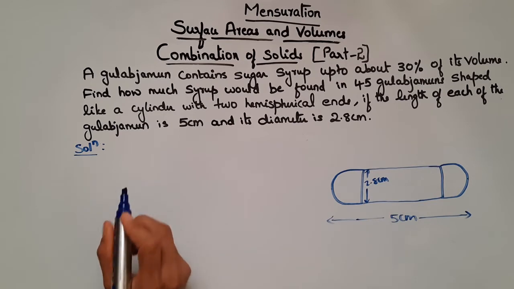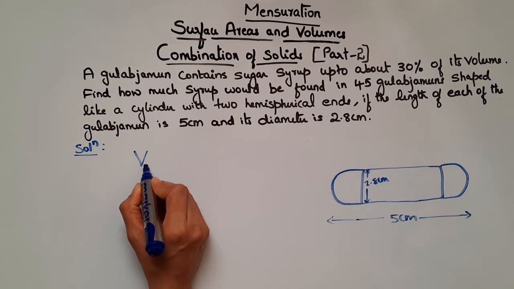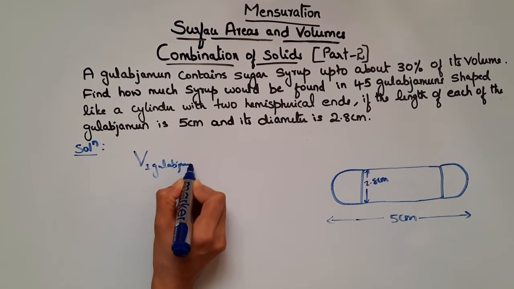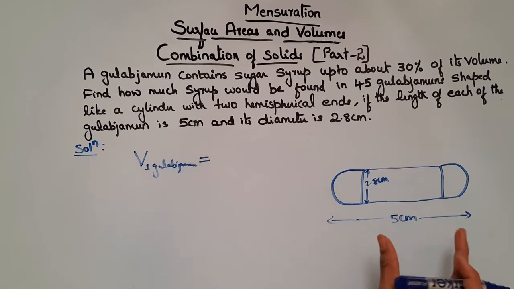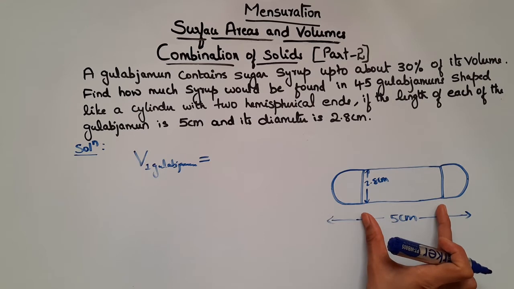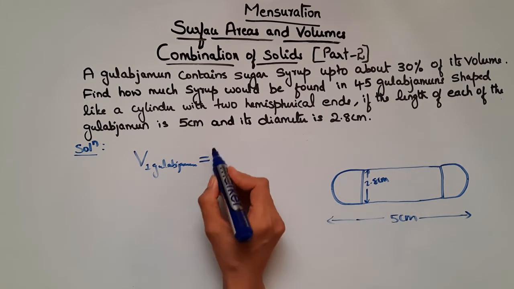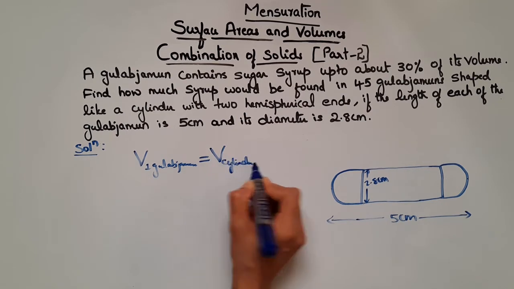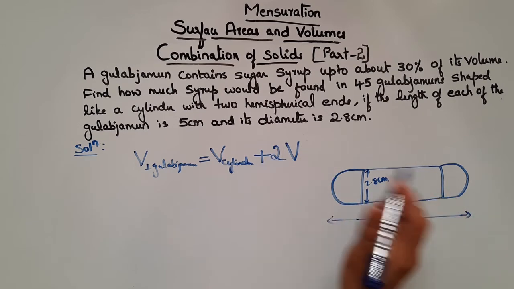So first let's find the volume of one gulab jamun. So volume of one gulab jamun is equal to, what is the volume of one gulab jamun? That is nothing but the volume of this cylinder plus 2 times the volume of this hemisphere, right? So we can write volume of this cylinder plus 2 times volume of this hemisphere.